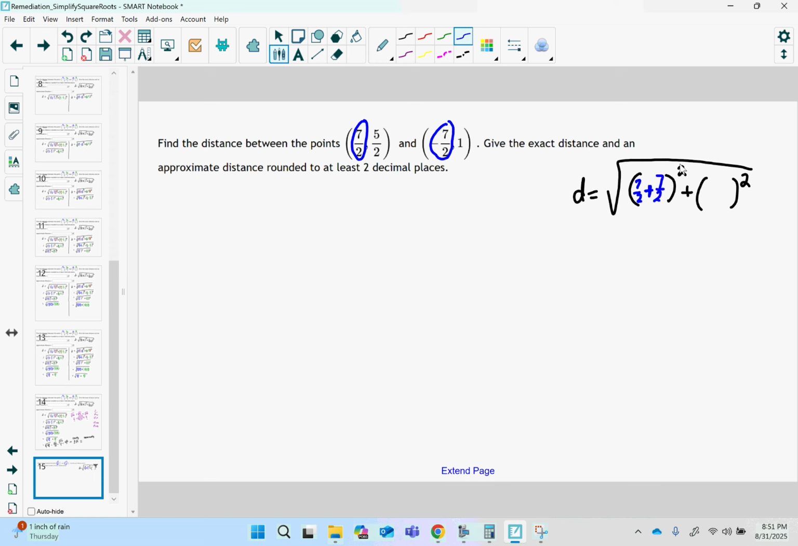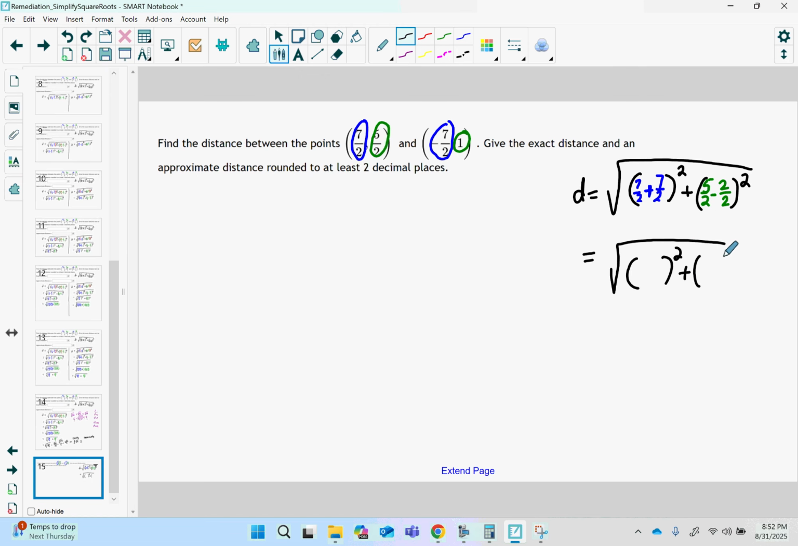Okay, so now I got that first part done, just subtracting the x values. Now I'm going to subtract the y values. The first y value I see is 5 halves. I'm going to subtract the other y value, which is 1. And since it's 1, I could write it as 1 over 1, but I know I'm going to need that common denominator, so I'm going to write that as 2 over 2, because any number over itself is 1, and that'll just save me some time.